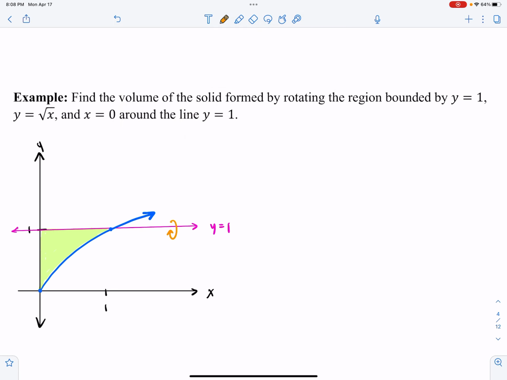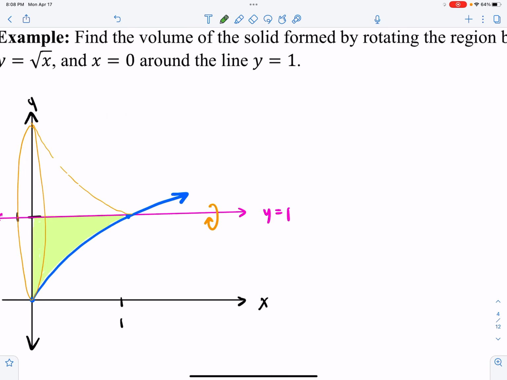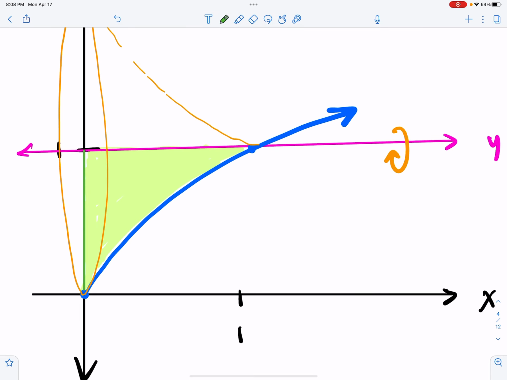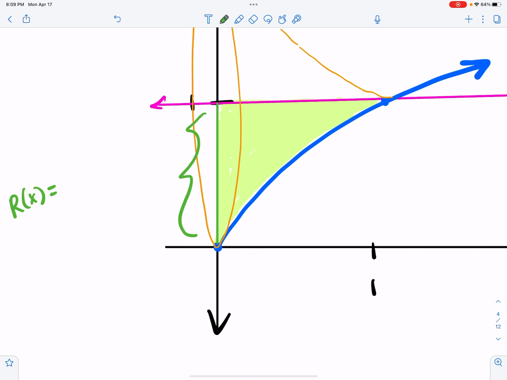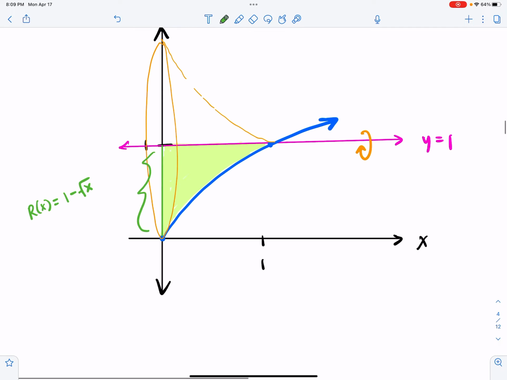Okay, so rotating around the line y equals 1. If we were to think about this being rotated, it would have kind of a pointy top. Our disc cross sections: r of x, our radius of rotation, would be top minus bottom. R of x in this case would be 1 minus the square root of x. To find the radius of any cross section, you would take 1 minus whatever the square root of x is at that x value.